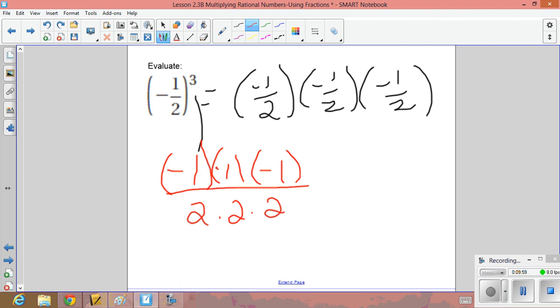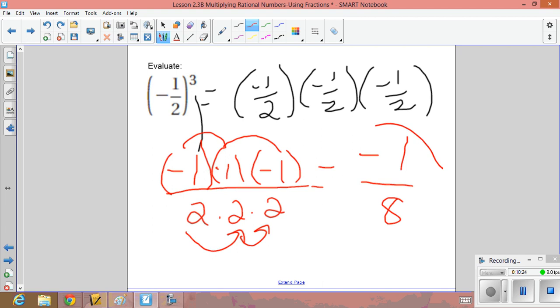So we need to determine our sign. A negative times a negative equals a positive. A positive times a negative equals negative. 1 times 1 times 1 is simply 1. Here's where students will make a mistake. Most of you will say 6, but we're not adding 2 plus 2 plus 2. We're multiplying. 2 times 2 is 4. 4 times 2 is 8. So our final answer is negative 1 over 8.